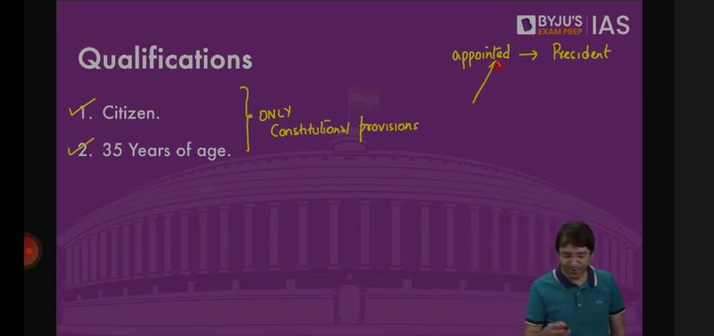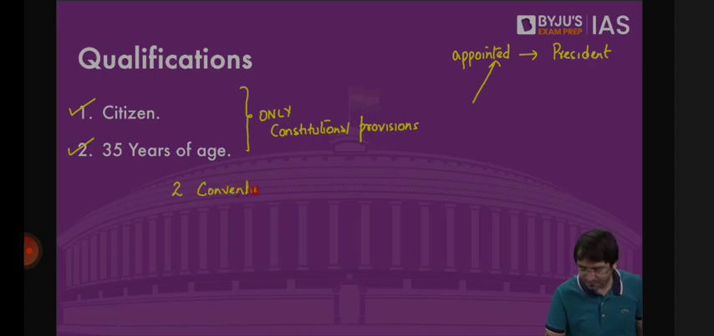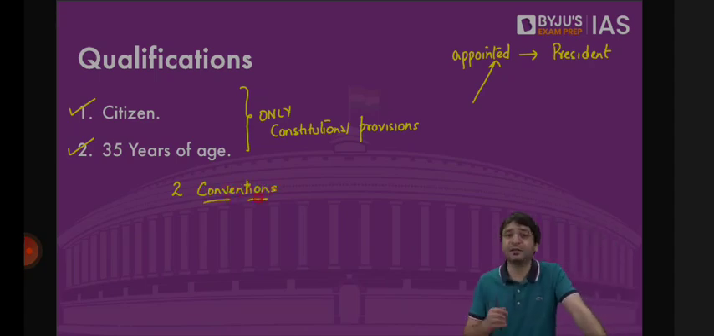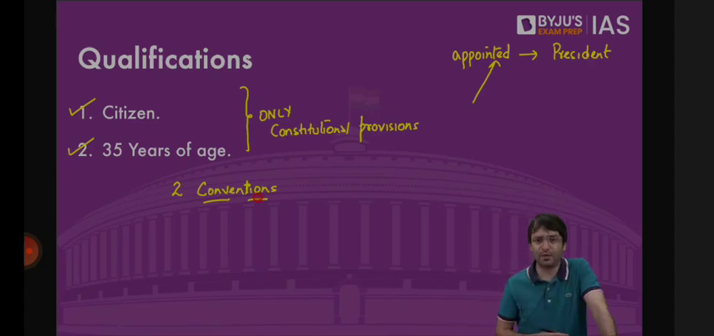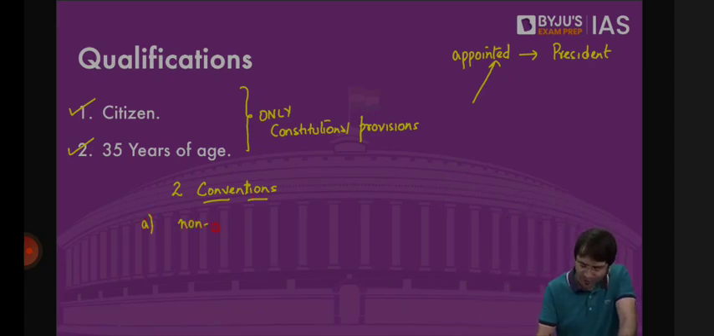But over a period of time, two conventions have also developed. What are conventions? Unwritten rules. Not mentioned anywhere, but something that we follow. What are the conventions? Number one, the governor should be a non-resident. And number two, the chief minister shall be consulted.